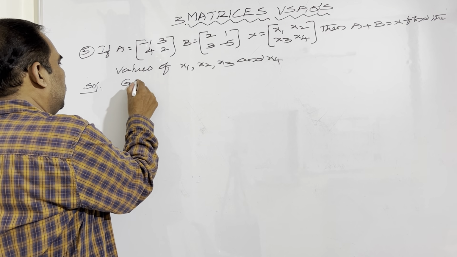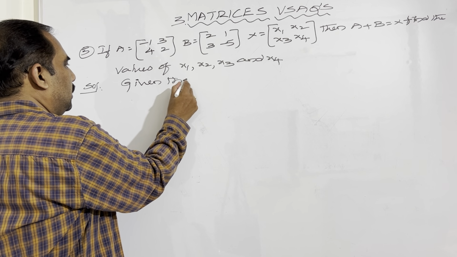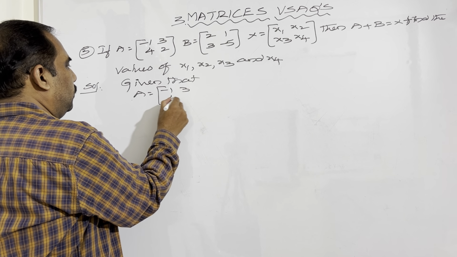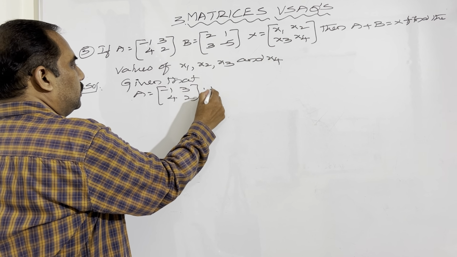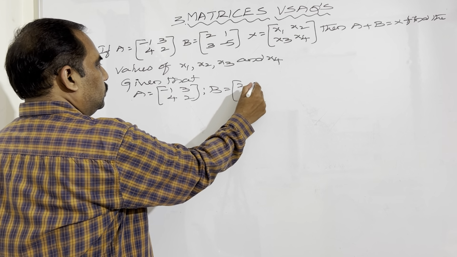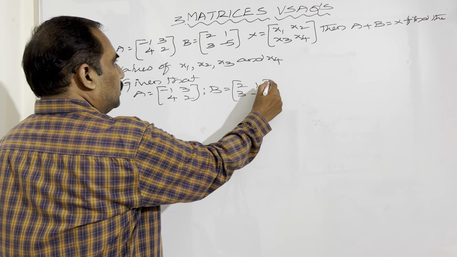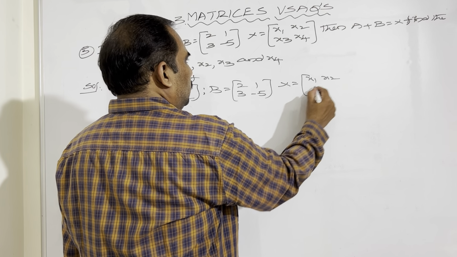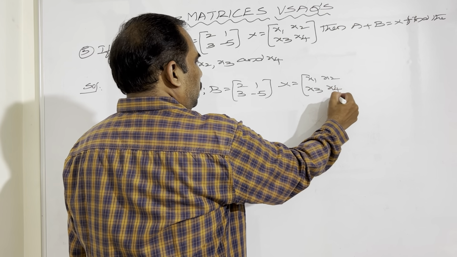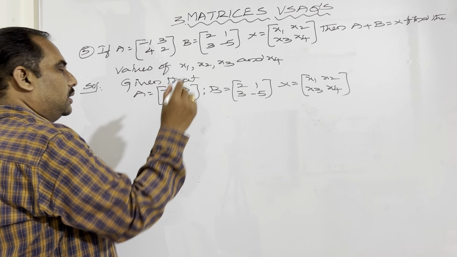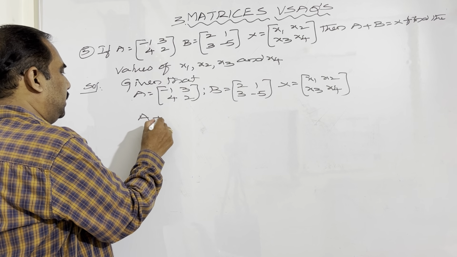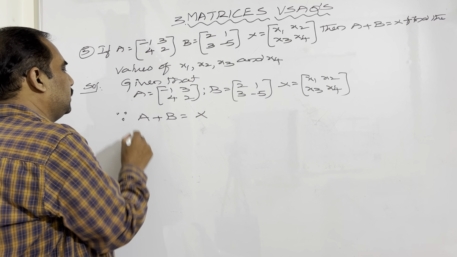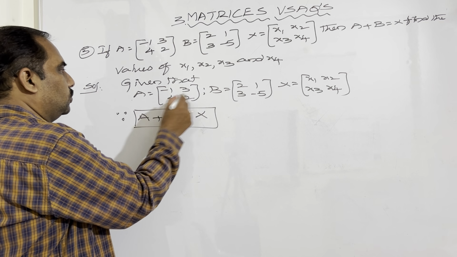So here given that the matrices are capital A is equal to [-1, 3; 4, 2] and B is equal to [2, -2; 1, 3, -5]. X is equal to X1, X2, X3, X4, so the matrix X. But what is given here, A plus B is equal to X. So this is given condition. So what is A plus B? So the sum of the two matrices.